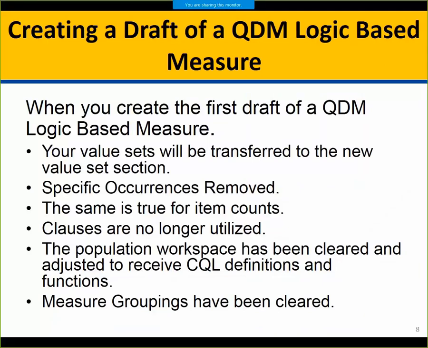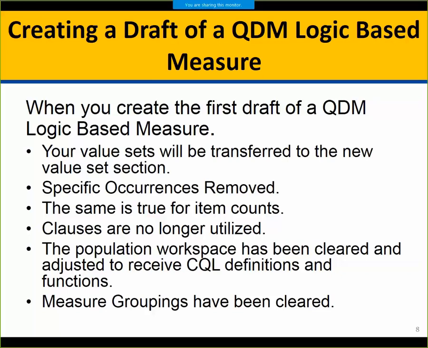The first thing to note is that all measures that are in a draft state when the release of version 5.4 occurs will be versioned with a minor version number. This is crucial to ensure a clean transition from the QDM logic-based measure to a CQL-based measure. What this means is that you will not be able to make any additional changes to those measures unless you create a new draft, which will then facilitate your ability to convert the measure into CQL.